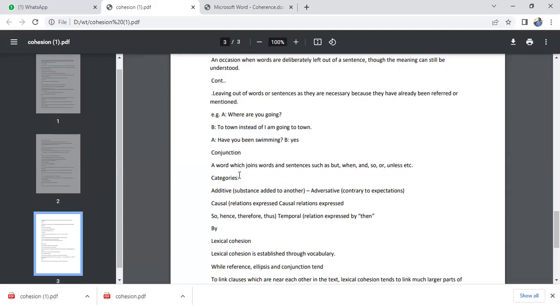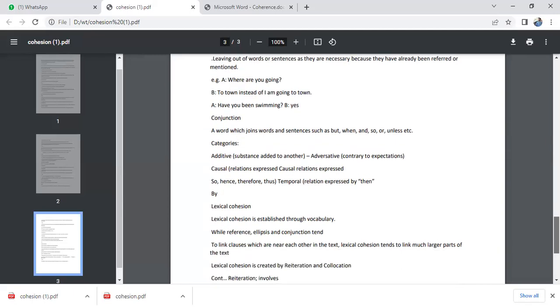Now coming towards conjunction, we are left with 4 minutes, so I want to wind up my lecture. Conjunction, a word which joins words and sentences such as and, when, so, or unless, etc. Conjunctions, as you know, are words, phrases through which we join words, sentences, phrases. Remember it. And there are certain categories in it. Additive, when you give additional explanation, extra information. So you use this additive category of conjunction.